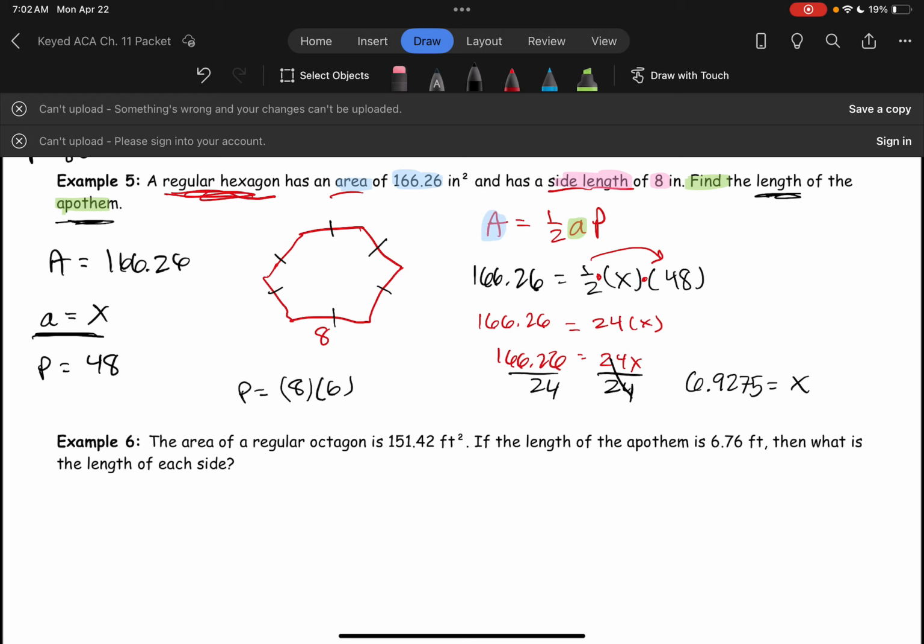And it says, find the length of the apothem. Well, we found it. The apothem is 6.9275. And the units that we're going to want to use here is going to be inches, so I'm just going to write inches underneath. Okay. It didn't tell us to round, so I'm just going to leave it as is.